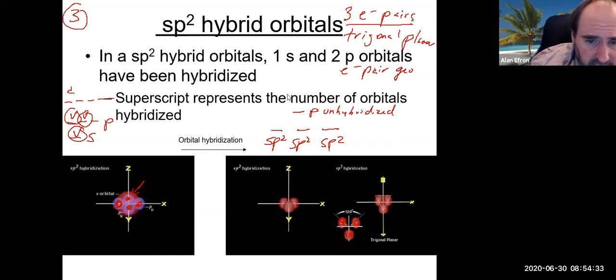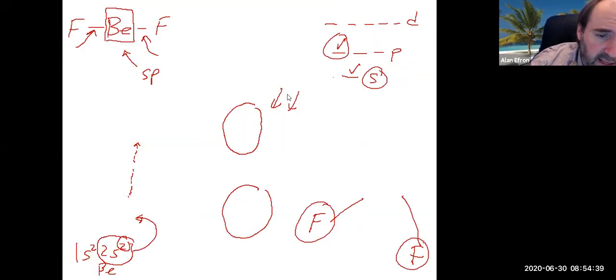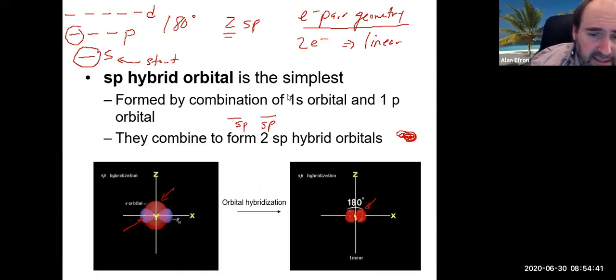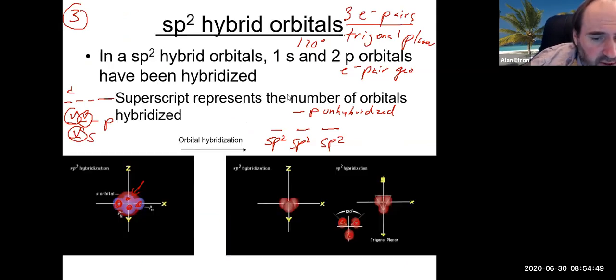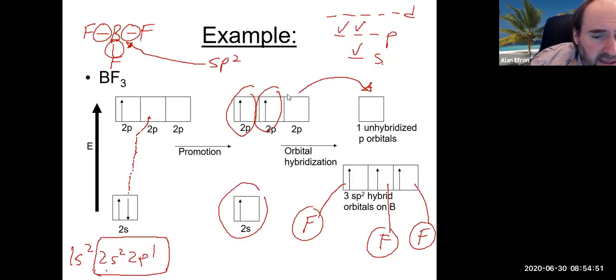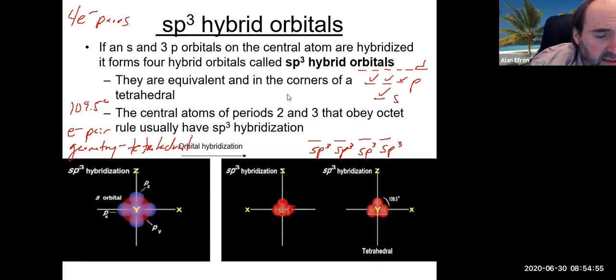just like our previous one with our trigonal planar gives us that 120-degree bond angle, and the one before that, which was our sp, gave us the 180-degree bond angle, which is associated with our linear. So again, these hybrid orbitals give us the bond angles that we see in these guys and that are associated with those geometries, again, based on not the molecular geometry, but the electron pair geometry.